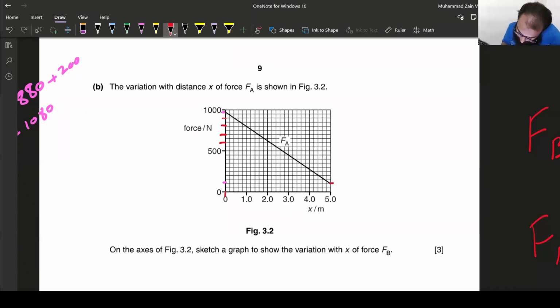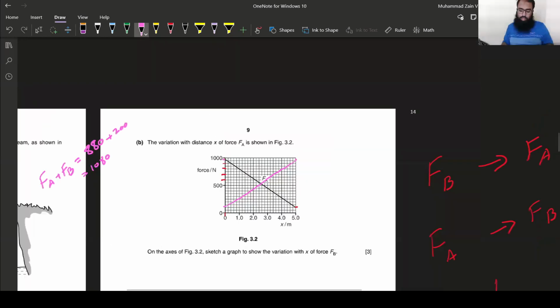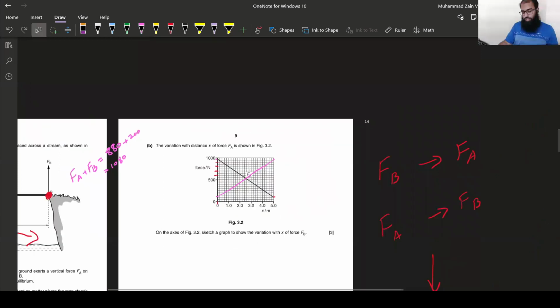Then at the final point, FA is 100. The sum of FA and FB is supposed to be equal to 1080. So this time the force FB is supposed to be at this point. I know the starting and ending point, and I just join these lines. So that's how I get FA and FB. But make sure that the sum of both forces at all points is equal to 1080.